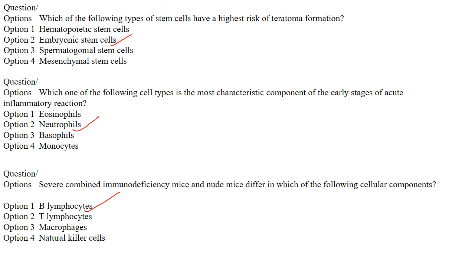Then severe combined immunodeficiency mice and nude mice differ in which of the following cellular components? So SCID mice have genetic immune deficiency that affects their B and T cells. Nude mice have deteriorated or absent thymus, resulting in reduced number of T cells. So nude mice have B lymphocytes and SCID mice do not have. So answer is option 1, that is B lymphocytes.